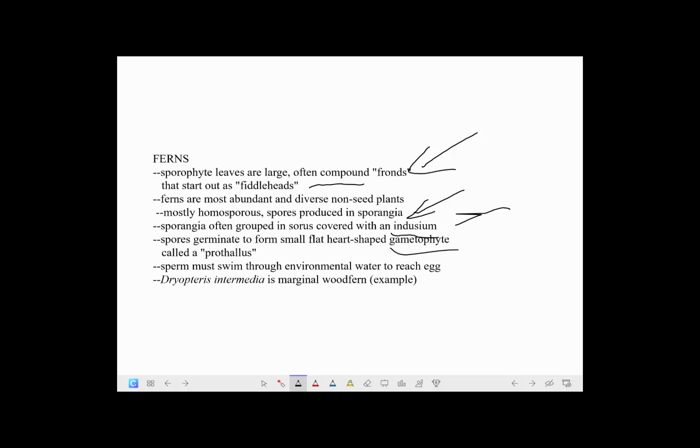And the gametophyte, as we've seen, is small, flat, dorsiventral, heart-shaped. Sometimes it's called a prothallus. It's kind of a weird word. Pro means coming before, and thallus is a name for an undifferentiated plant without a lot of structural details. And as in all non-seed plants, I like this theme, sperm have to swim through environmental water in order to reach the egg, unlike seed plants where the sperm travels in a pollen grain. And an example is a wood fern, like marginal wood fern.